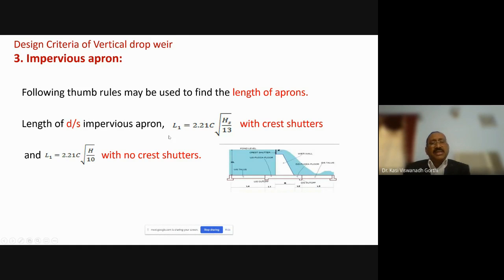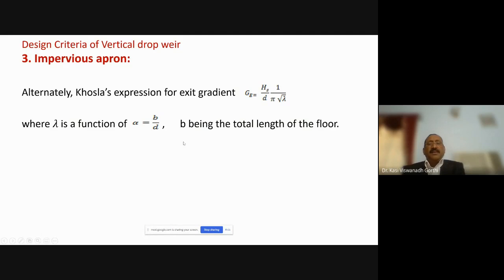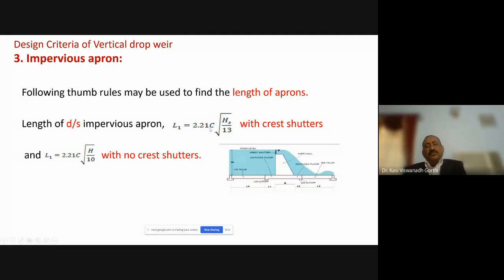Length of the downstream impervious apron. So from this portion, the length of this impervious floor, the pucka floor, the impervious apron, is equal to 2.21 into C into square root of HS by 13 when we are providing the crest gate. If crest gates are not provided, 2.21 C into square root of HS by 10. So here HS by 13, HS by 10, 2.21 into C. C is once again from the Bligh's coefficient. Once you know the value of C based on the type of sand, and HS, the percolation head, you will get the length of the downstream apron.